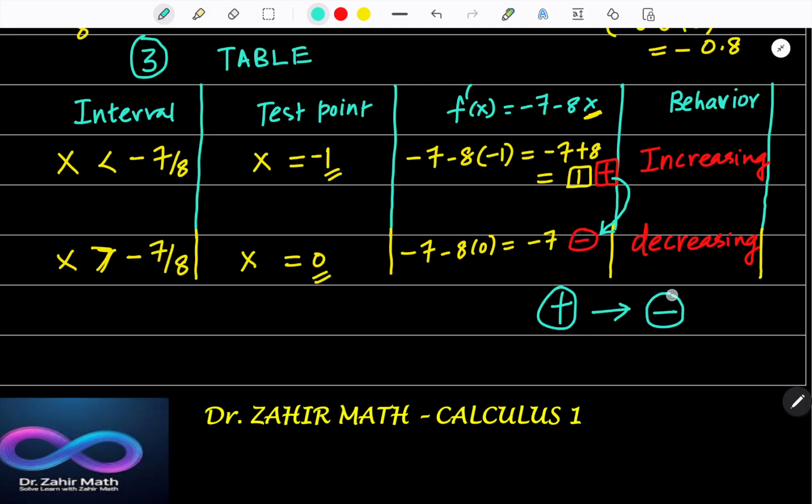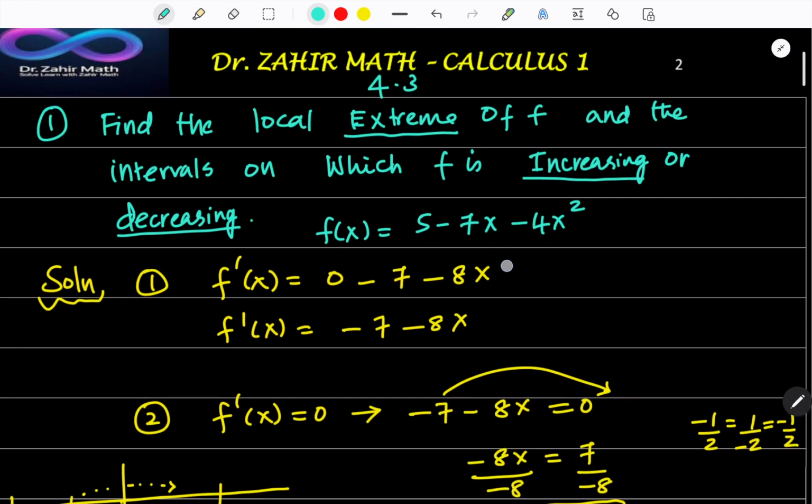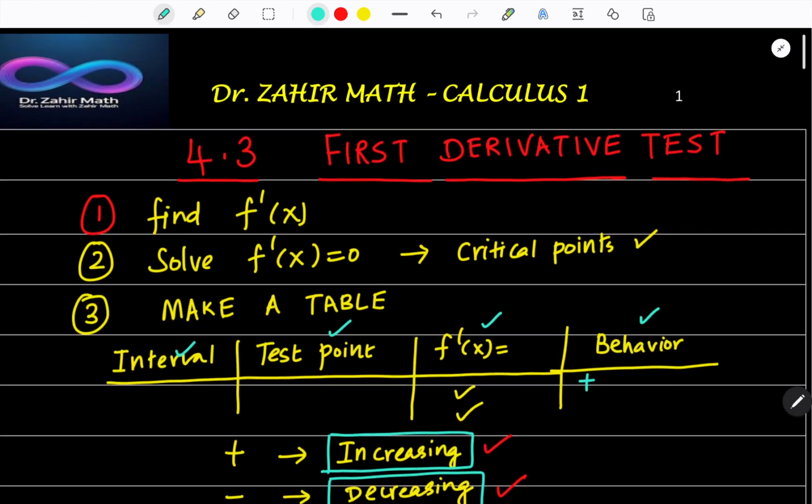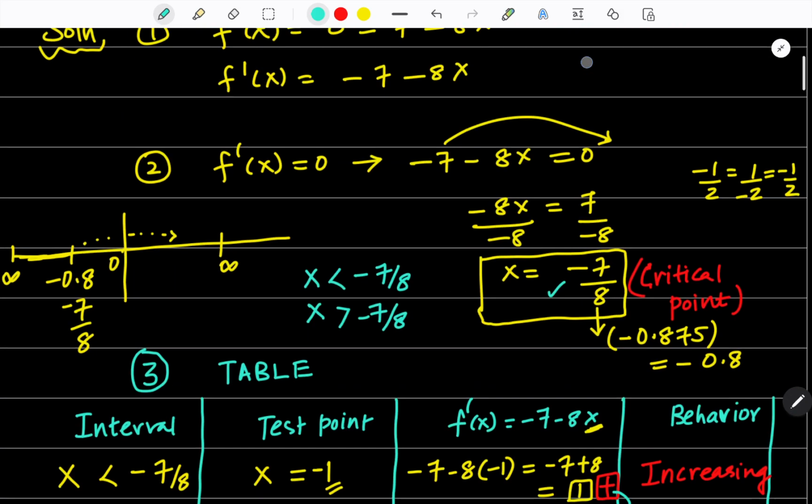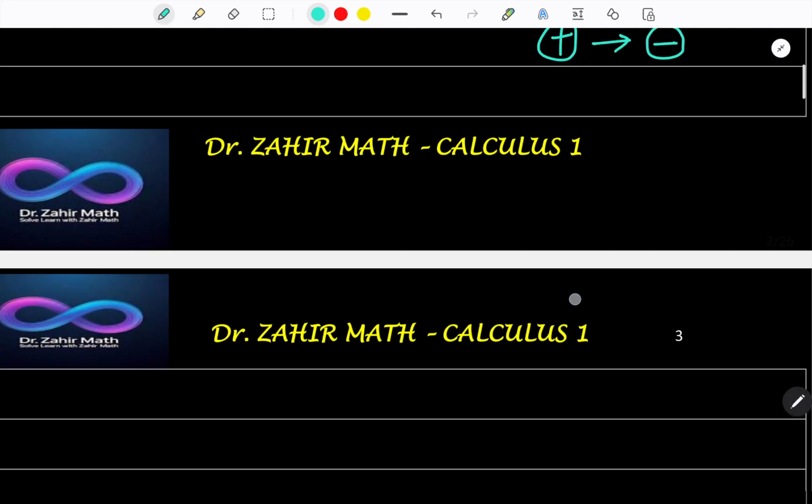When there is a plus to minus, automatically we go to the next one, minimum and maximum. So look here everybody. If it is plus to minus, we are going to get what? Maximum. Keep in your mind. So we are going to get plus to minus.